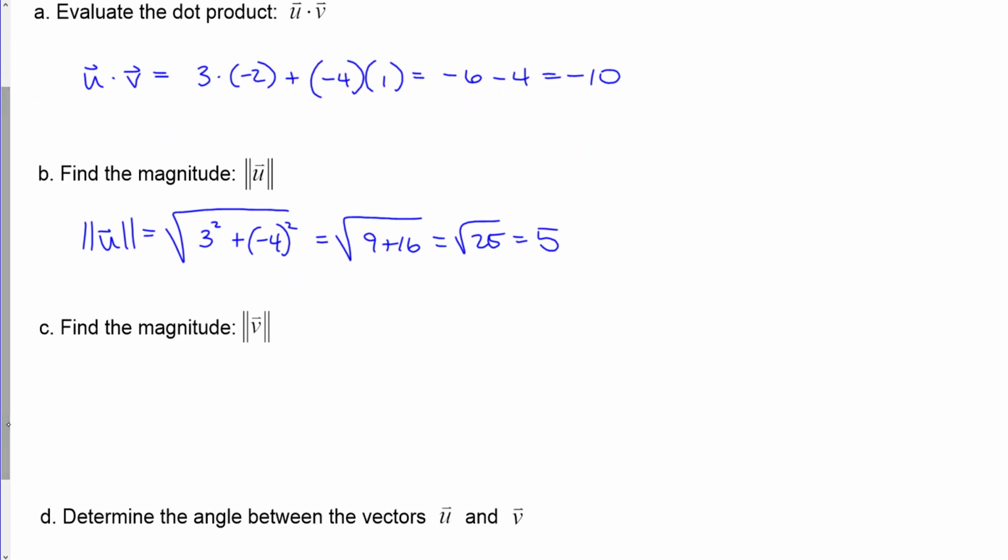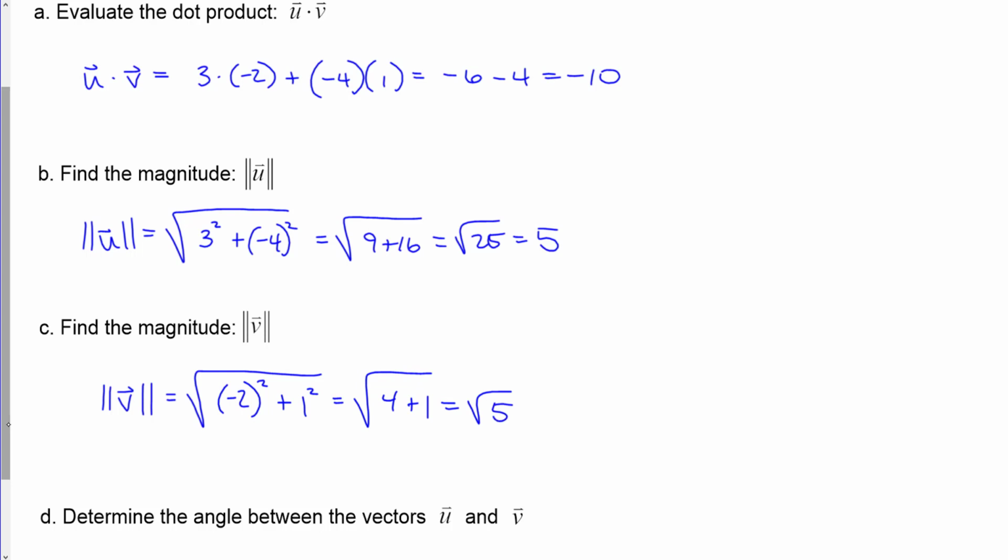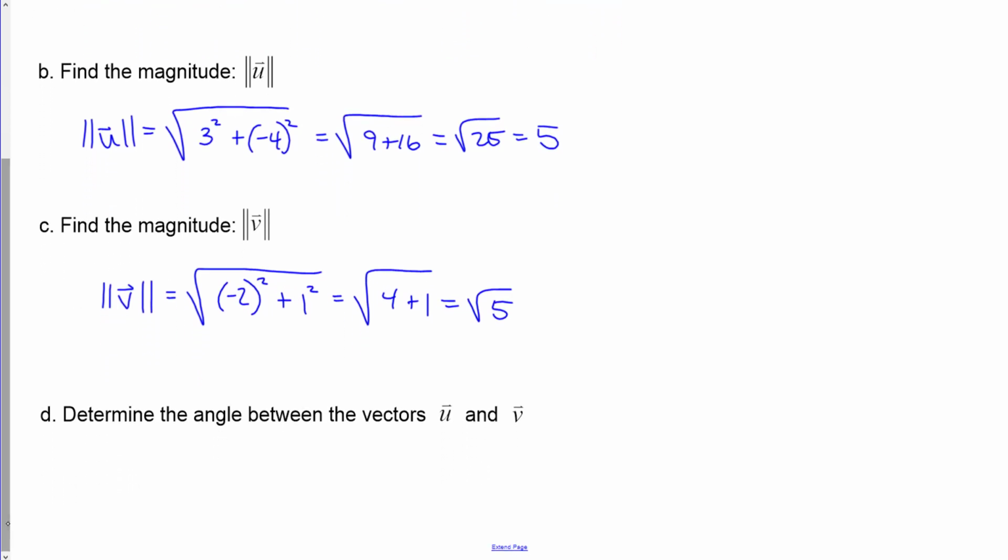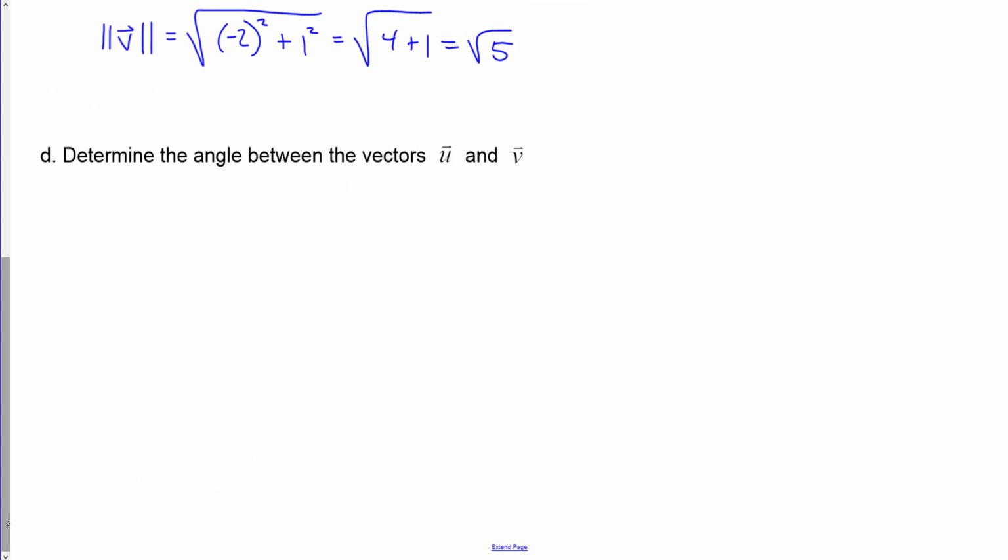Find the magnitude of vector v. That's going to be the square root of negative 2 squared plus 1 squared. So that's the square root of 4 plus 1, or the square root of 5. And determine the angle between the vectors u and v.